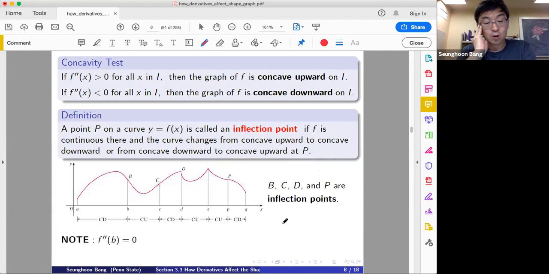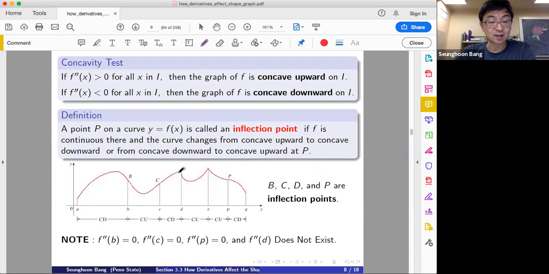So one more. What happens to the second derivative at B? You can just check the second derivative. In this case it is 0. In this case it is 0. What about P? 0. What about D? Here we have a corner, so the second derivative does not exist. This is one good property of the inflection point. At an inflection point, we have 2 kinds of possibilities: the second derivative equal to 0 or the second derivative does not exist.